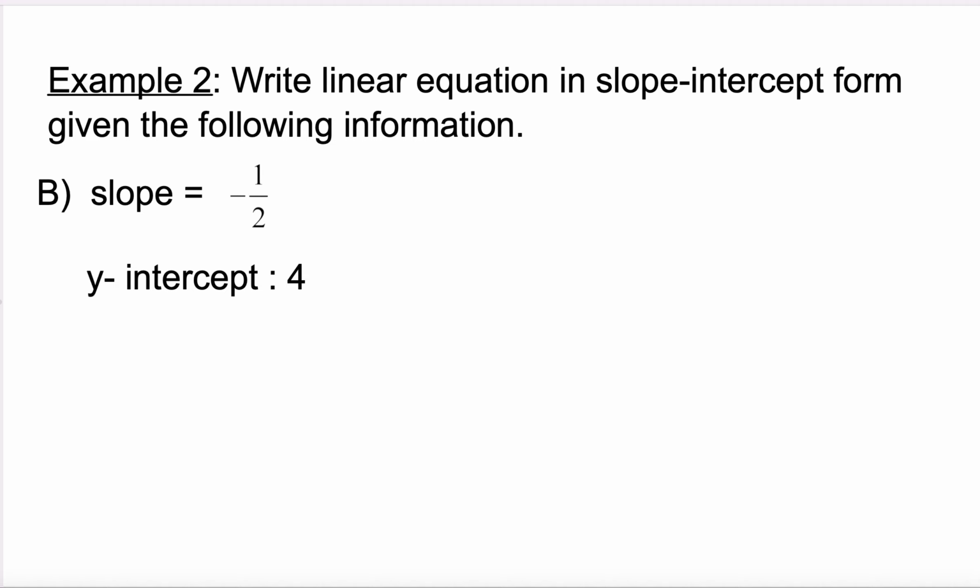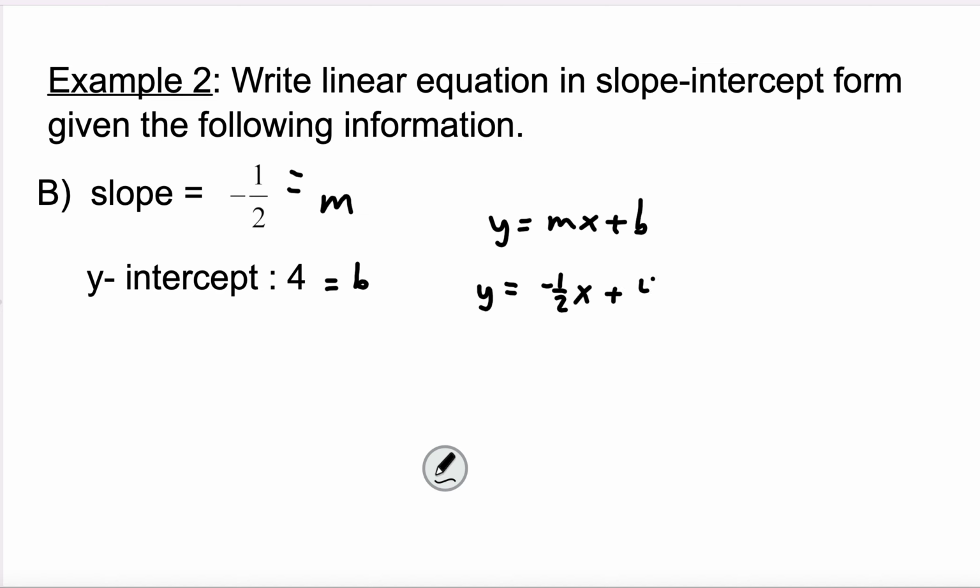Again, we've got the slope and the y-intercept. So let's put the information into our equation. The y-intercept here is our b value. Our slope is our m value. So y equals, m there is our slope, which is a negative 1/2 x. And then the y-intercept is a positive 4. That means a plus 4. So there we have it.